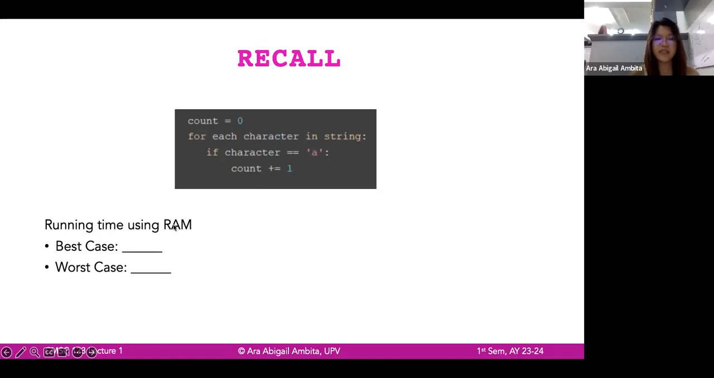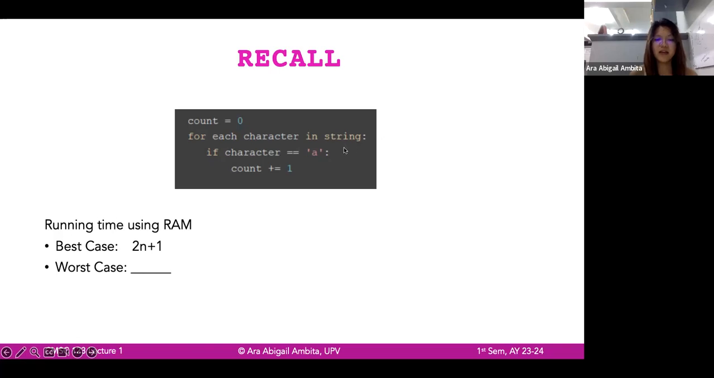So how do we assess the running time using the RAM model? We have the best case as well as the worst case. For the best case, it is 2n plus 1. Why is this 2n plus 1? Because for every character in the string, it will take 1 operation. That will give you n, assuming that the length of the string is n. And then for every character in the string, we also have to compare it with A. That will also give us n time steps. So that's already 2n.